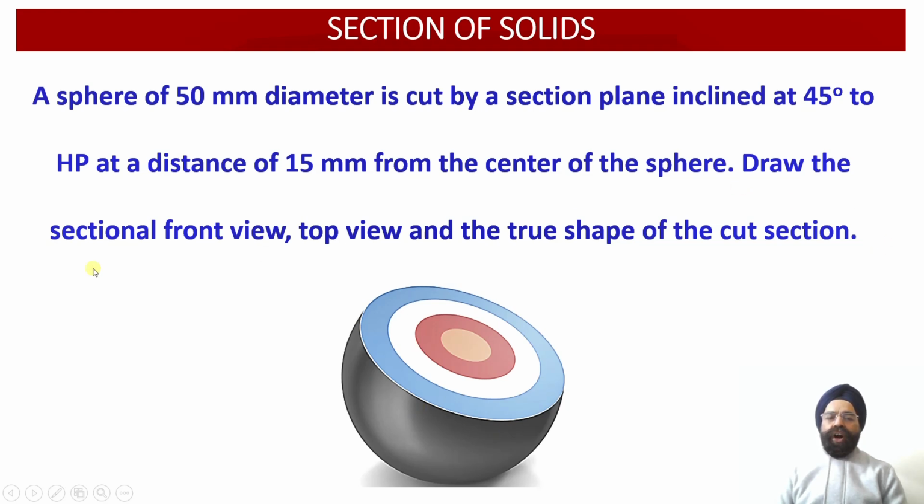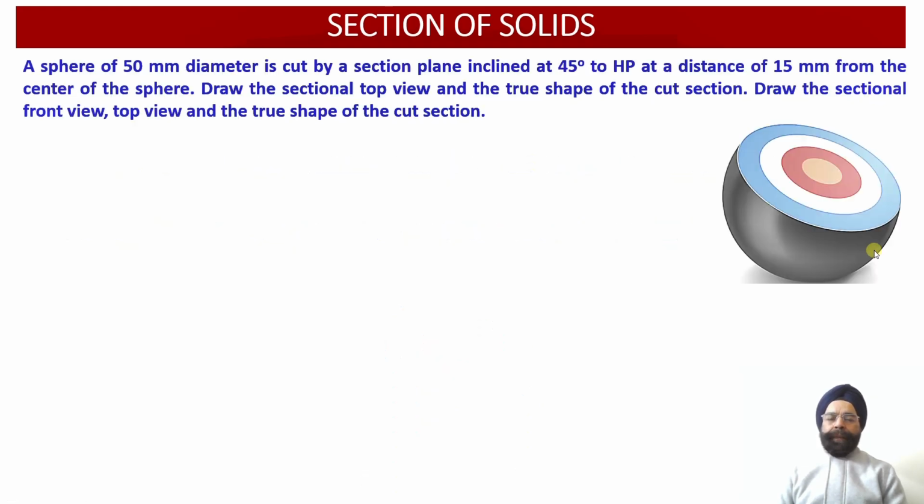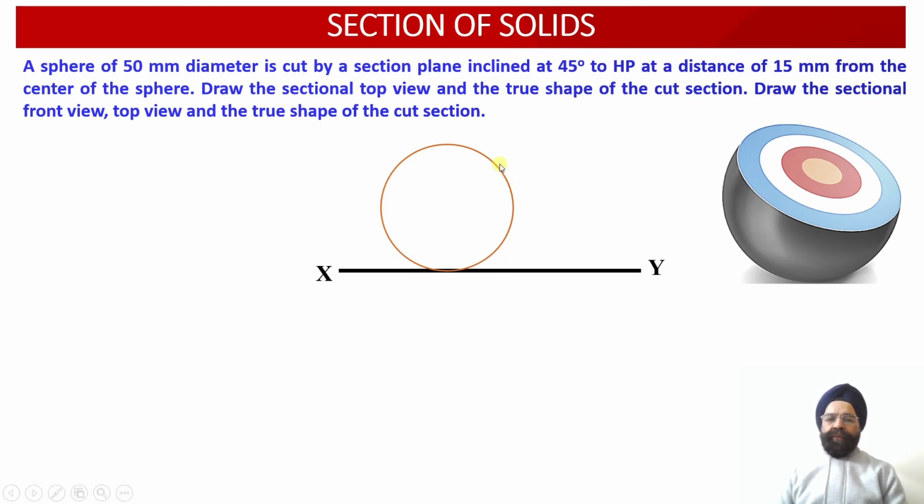Now we are required to draw the sectional front view, top view and the true shape projections of this cut solid. Now let us first of all draw the front view and the top view projections of the sphere. We know that the sphere, whether we view it from the top, the front, or even from the side, is going to give circular projections. So in the front view, we obtain the circular projection corresponding to the sphere having diameter as 50 millimeter.